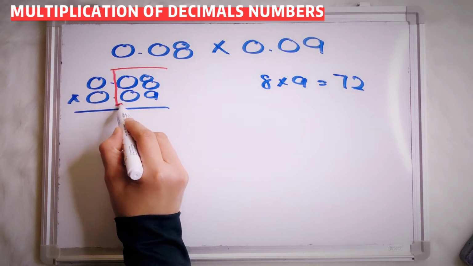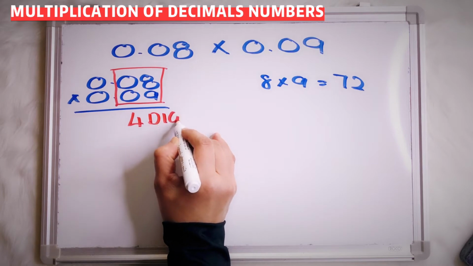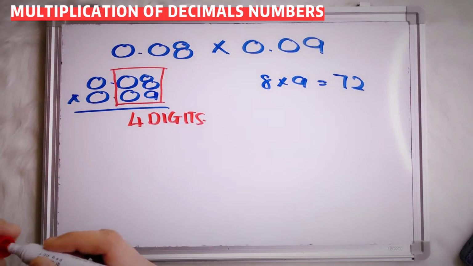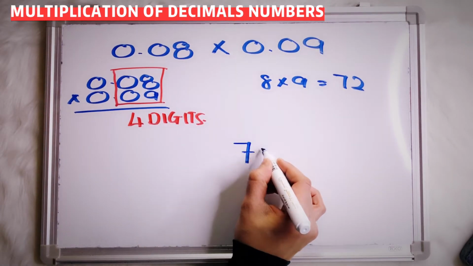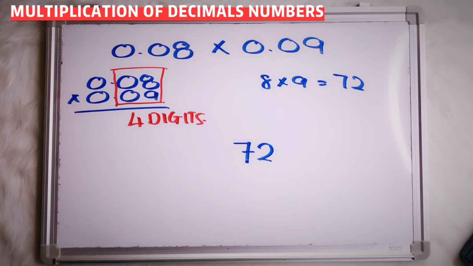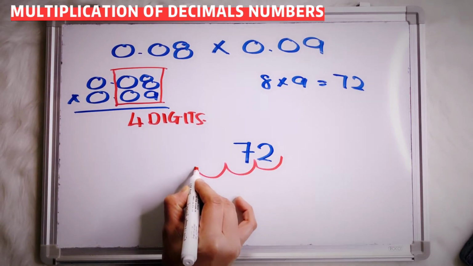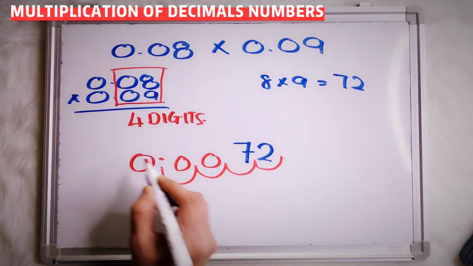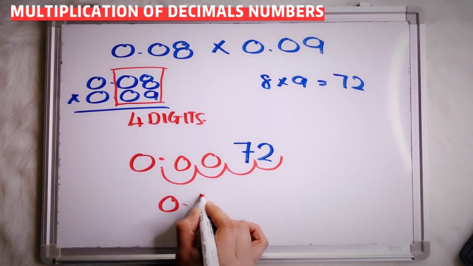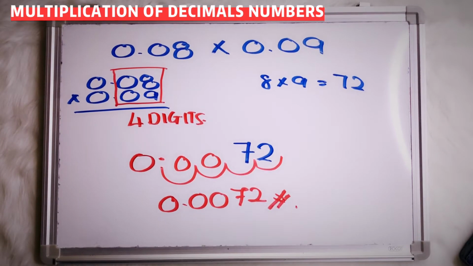After the decimal point, how many digits do we have here? We have 4 digits, right? 9 times 8 is 72. Because we have 4 digits, we move 4 times: 1, 2, 3, 4, so we add zeros. Our answer now is 0.0072. Easy? Alright, next question.